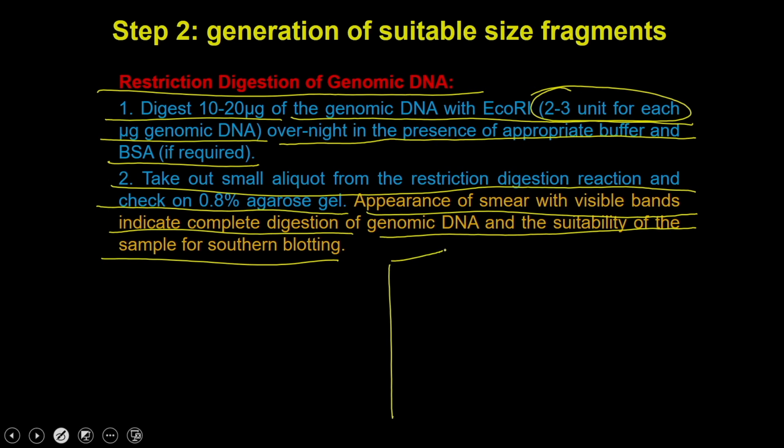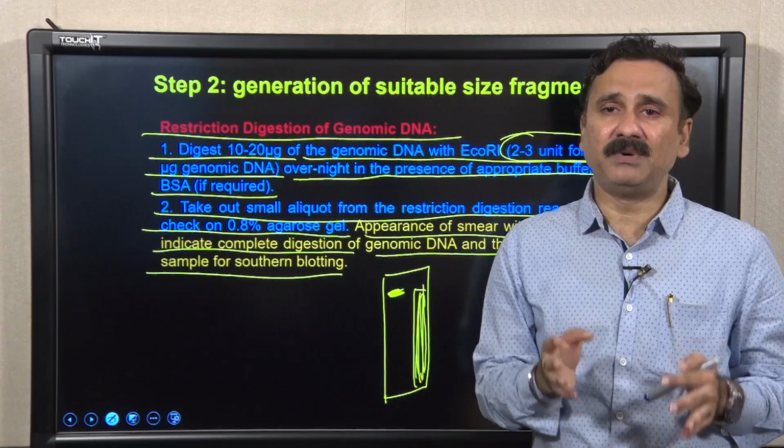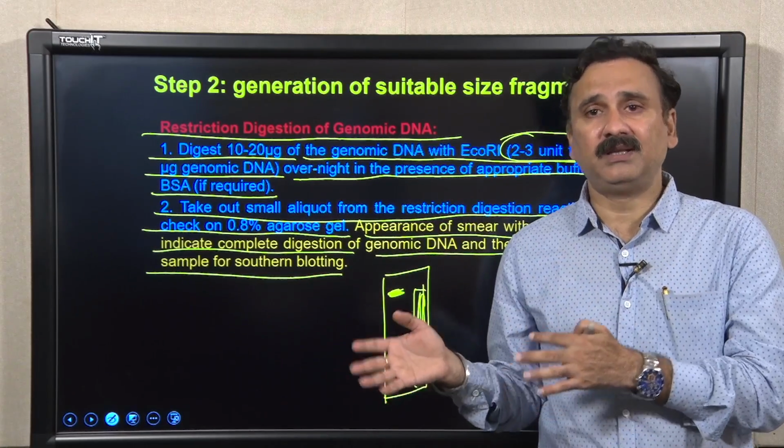So as I said, when you are checking the genomic DNA, the intact genomic DNA is going to give you a single band, whereas when you are done with the restriction digestion, it is going to give you a single band for the leftover genomic DNA, whereas it is actually going to give you a smear. That smear means it has been completely digested and it has the small fragments. So that is the indication that now your sample is ready for performing the Southern blotting.